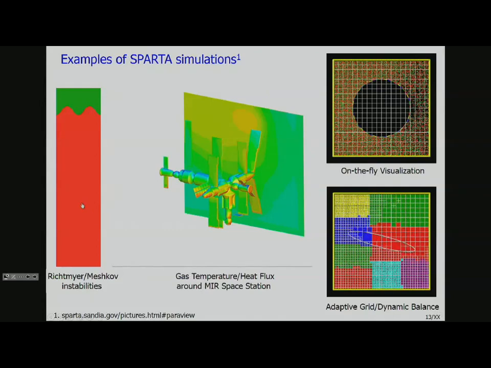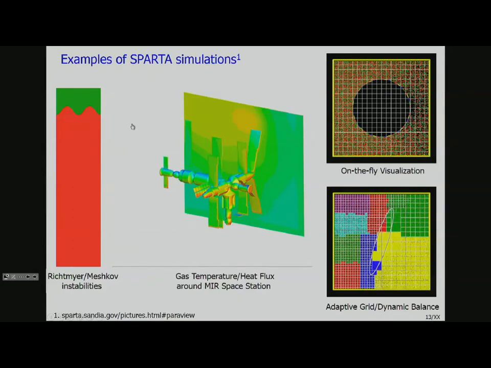These sort of instability flows have been tough for DSMC to do in the past. So a big part of their work is showing that SPARTA can handle these. Next is flow around the space station. And then they show heat flux on the space station and the flow around it.